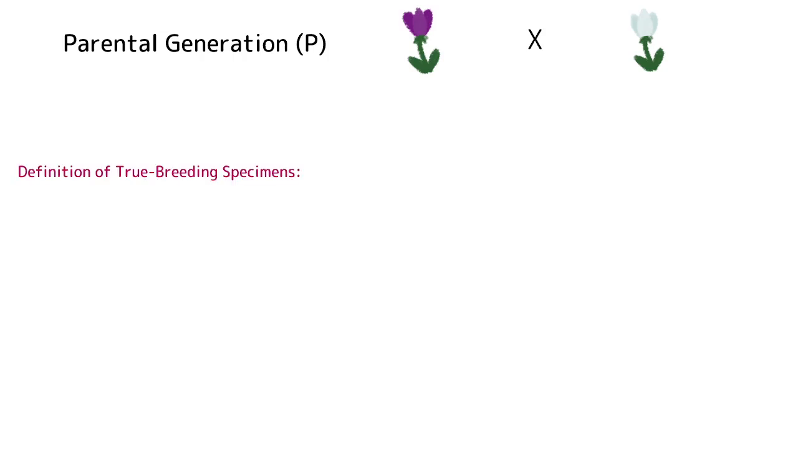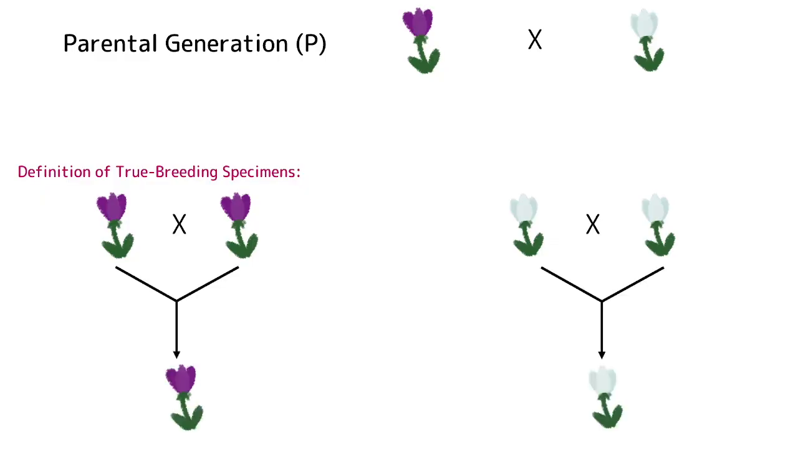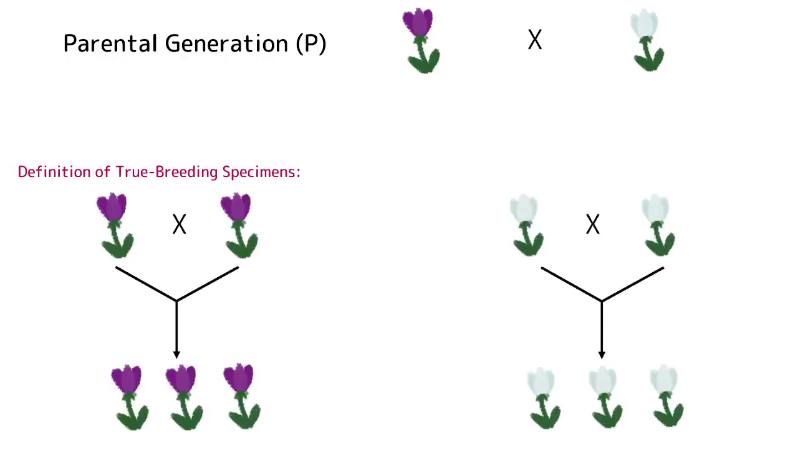And to define the true-breeding specimens, they are the specimens which have the ability to pass down specific phenotypic traits to the offspring. So, if two purple true-breeding specimens get cross-pollinated, they will only give us the purple ones, and if white ones get crossed, they will give us the white ones.